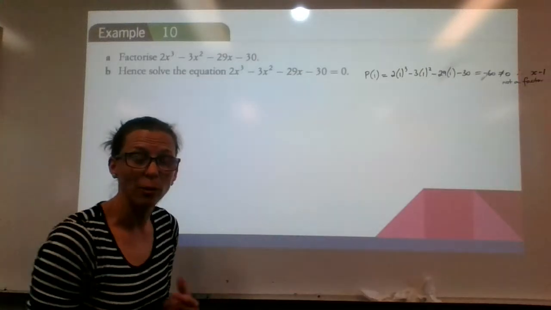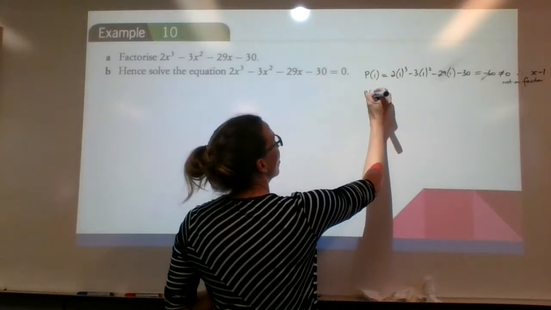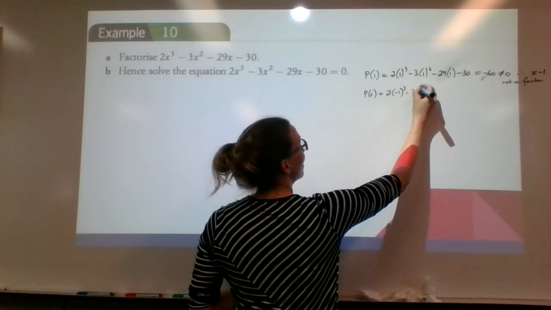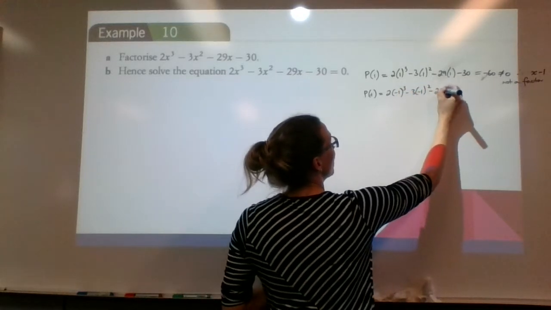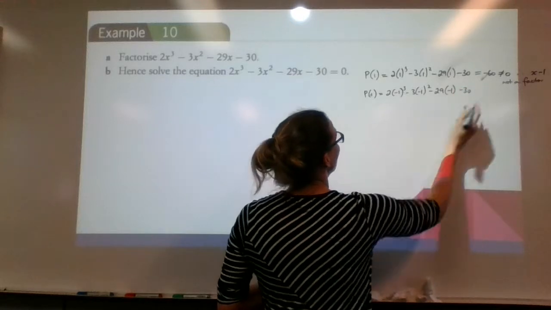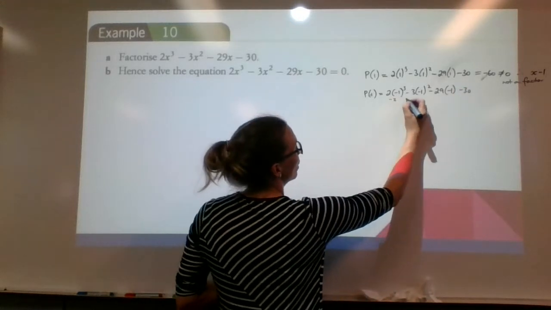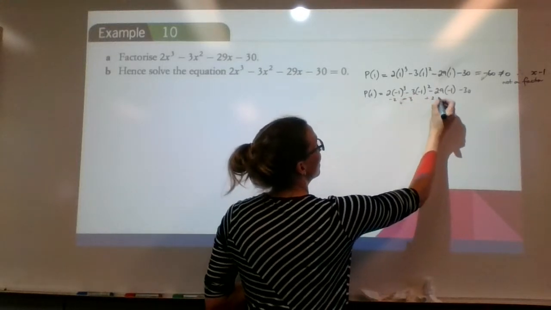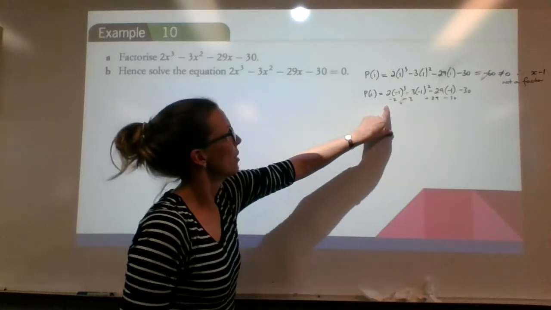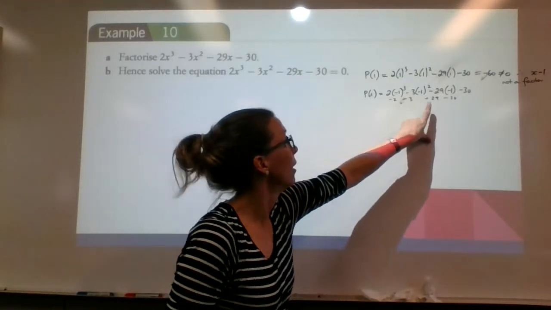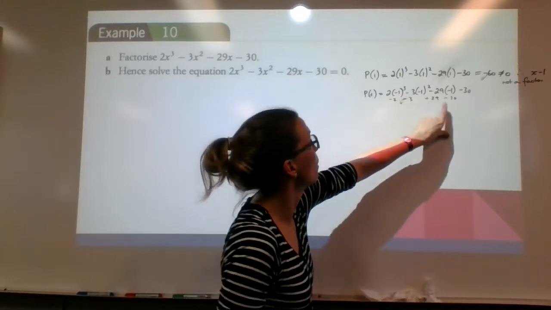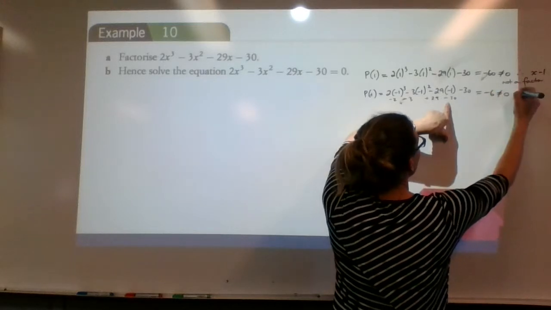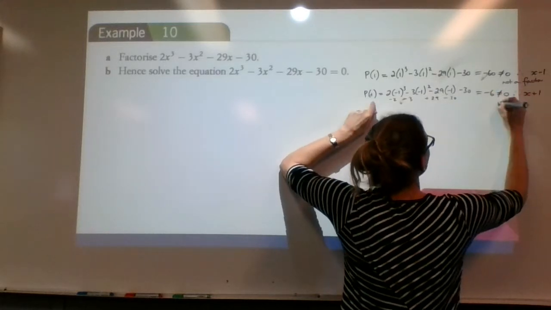So then we'll just systematically try. Polynomial of -1 is 2 lots of -1 cubed, take 3 lots of -1 squared, take 29 lots of -1, take 30. So I've got -2 plus, take 3, add 29, take 30. -2 take 3 is -5, plus 29 is 24. 24 take 30 is -6. That doesn't equal 0, so x plus 1 is not a factor.